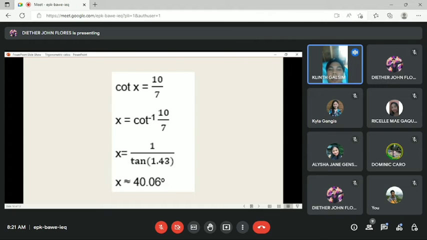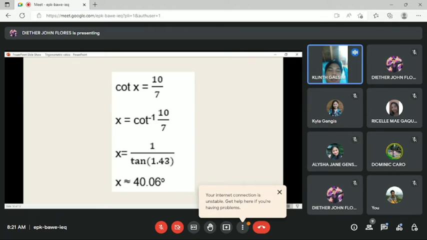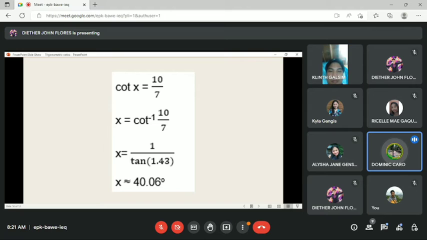Since we are left with the arc cotangent, whose reciprocal is 1 over tangent, and then we simplify the 10 over 7, so we are left with 1.43. That's why we have 1 over tangent times 1.43, and using our calculator, we are left with the approximation of 40.06 degrees. So did I answer your question? Yes sir, thank you sir.